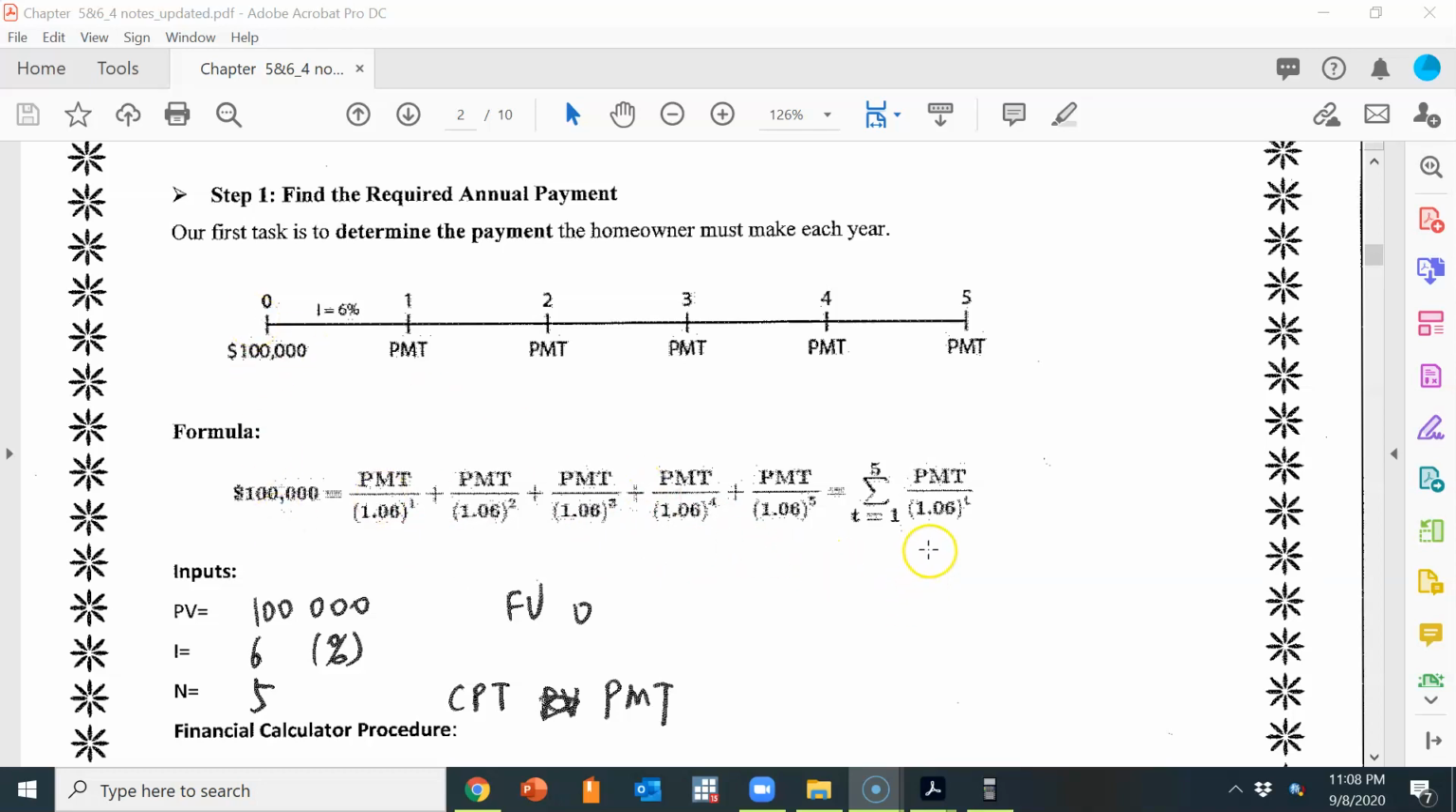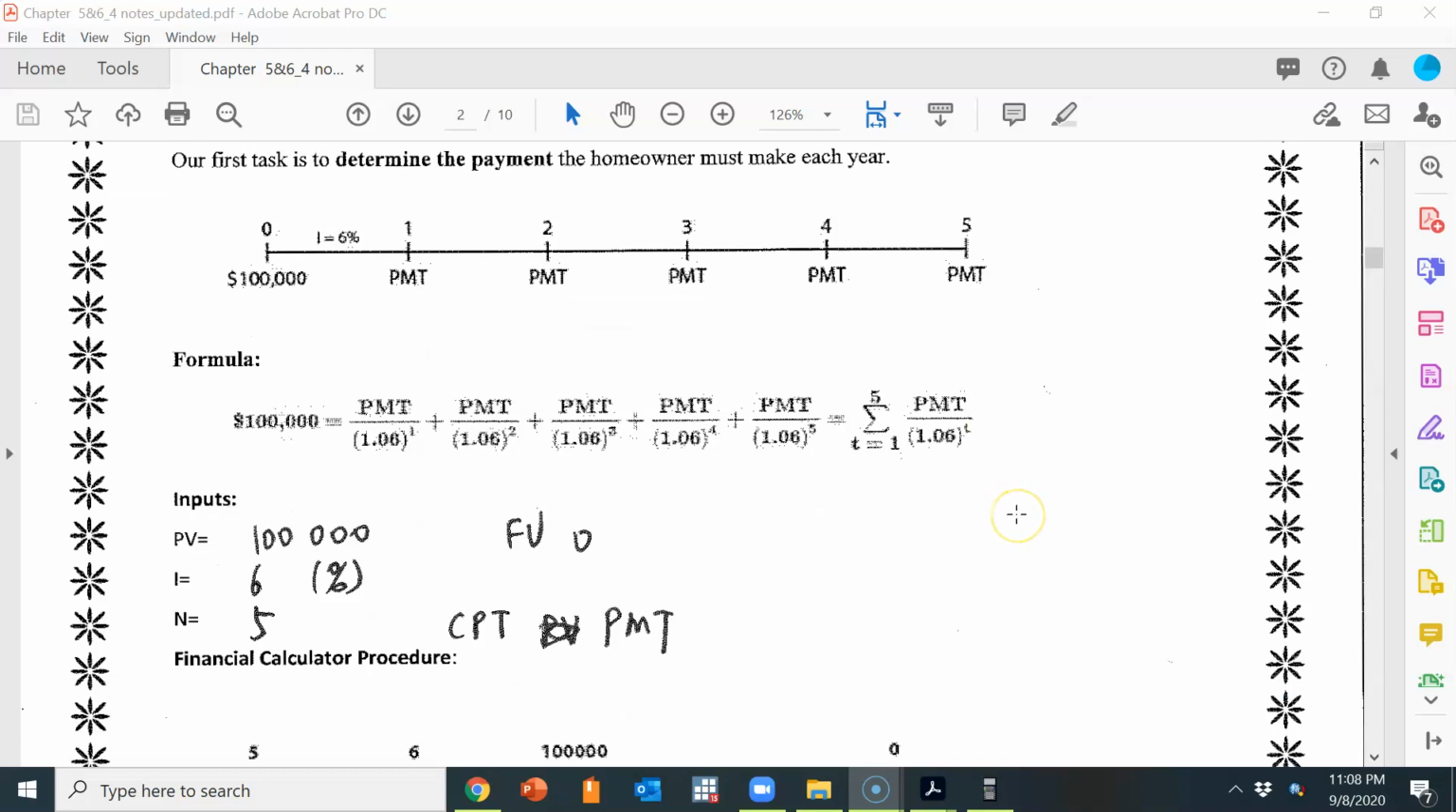Okay, we can also show the formula by using the summation sign and indicate that t goes from 1 to 5, and we use the payment divided by 1 plus 6%, which is 1.06, to the power of t. Okay, and the inputs we're going to use here are that the present value is 100,000, the interest rate I is 6%, and our n is from 1 to 5 in the formula.